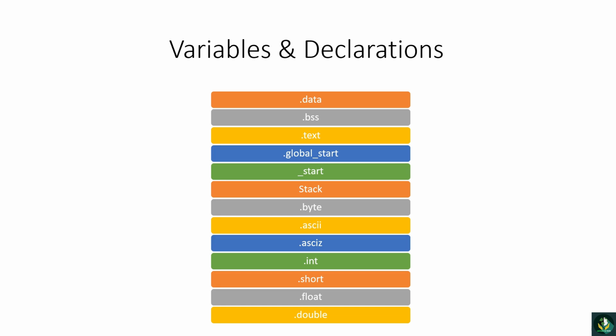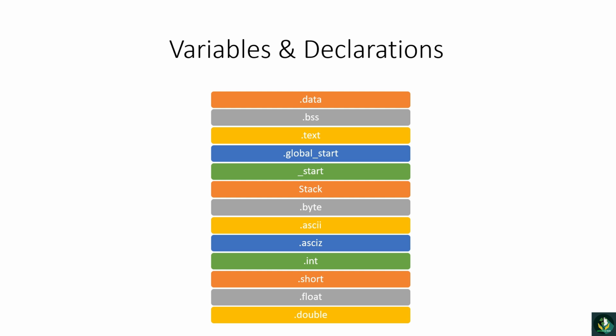So .data initializes all data that resides in here. .bss, all uninitialized data resides in here. .text, all program instructions are defined in here. .globl _start, this is the externally callable routine. _start, this is the main function routine. Stack, this holds the variables and the data.